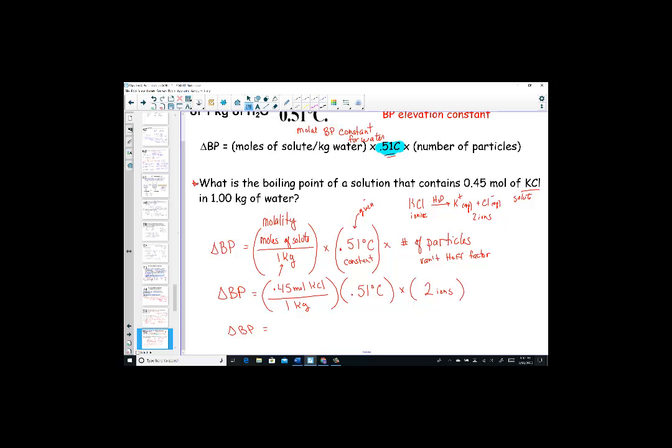Did I ever hit equal? Nope. When I hit equal, I found 0.459. Okay, so what does that mean? Remember, this means change, the change in the boiling point. We know that water normally boils at 100 degrees. But I also know that a solution is going to elevate the boiling point by 0.459 degrees.